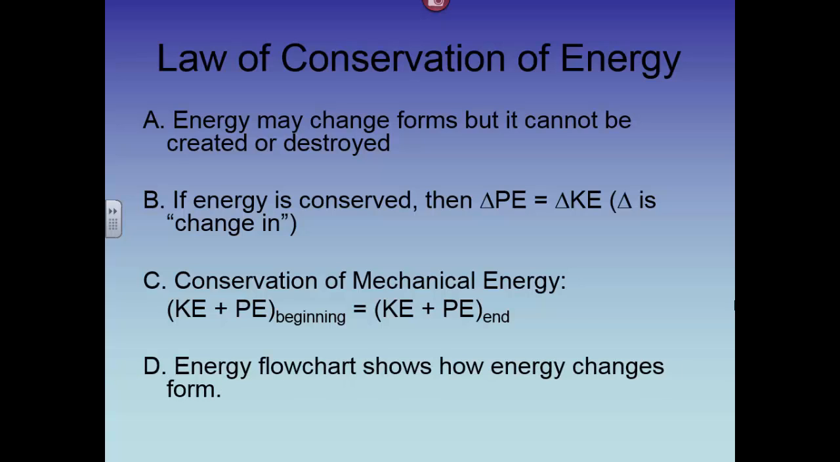You could draw an energy flow chart to show how the energy changes form, and that could simply just be some symbols like kinetic and then an arrow to potential. And we'll show some examples of that a little bit later on in the slideshow.